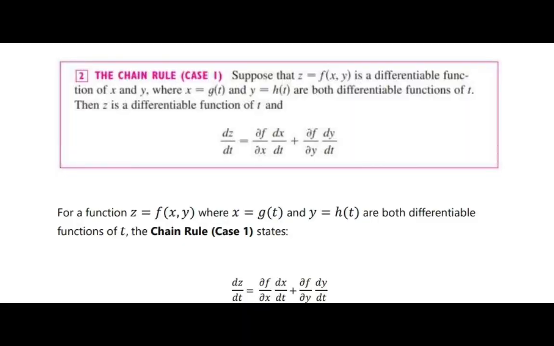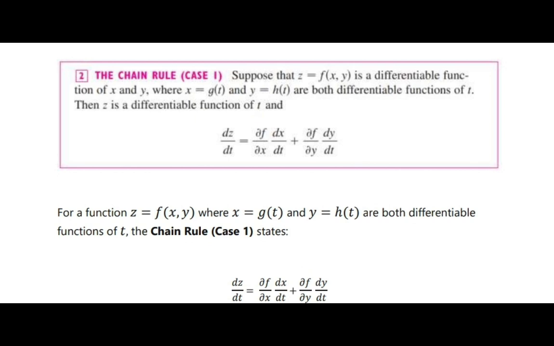Now we have here the chain rule case 1. According to the book of Stewart, suppose that z is equal to f of x, y is a differentiable function of x and y, where x is equal to g of t and y is equal to h of t, both differentiable functions of t. Then z is a differentiable function of t, and dz/dt is equal to the partial derivative of f with respect to x times dx/dt, plus the partial derivative of f with respect to y times dy/dt.